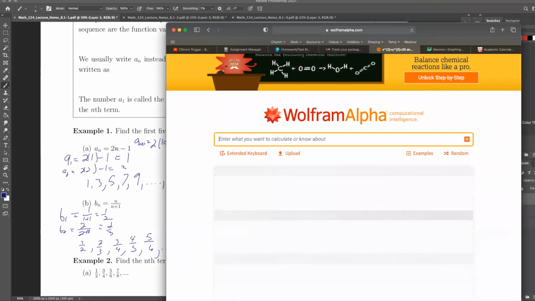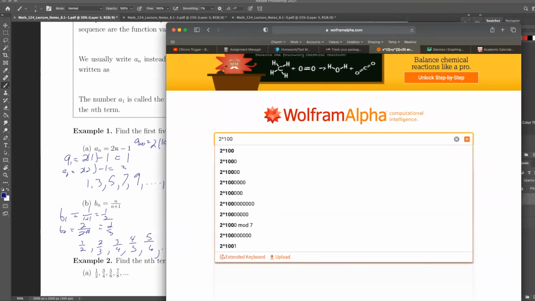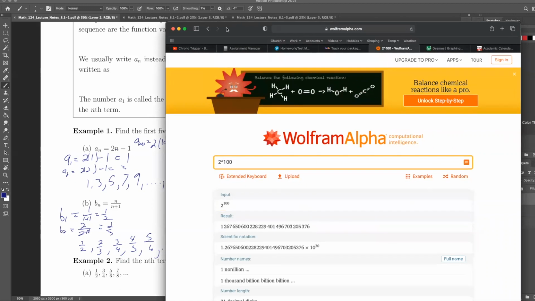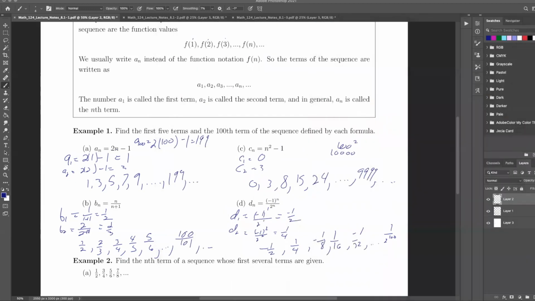Anyways, let's type in 2 to the 100th power. Yeah, 2 to the 100th power. It is this large number right here. So no, I'm not writing that down. But anyways, that's just how the sequence goes. Okay, so let's just keep going. Oh, that's the end of this.